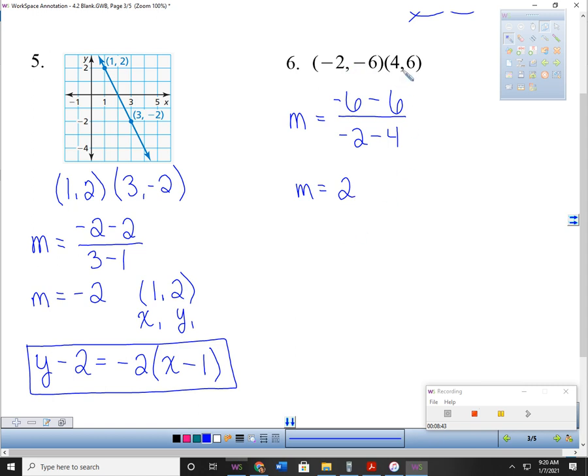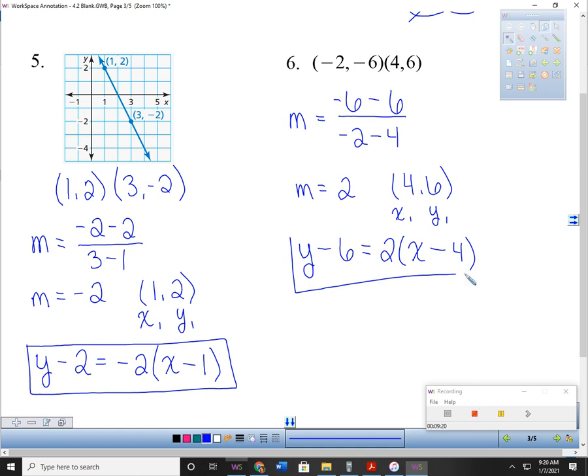And then I'm going to pick one of these points because I need a point. It doesn't matter which point. I don't like the negatives here, so I'm going to use the 4, 6. And remember that point that you're going through is going to represent the x1, y1. So I have y minus my y value is equal to my slope times x minus my x value. By the way, if you chose to use the other point, it would still be correct. You would just end up with y plus 6 and then a 2 and then x plus 2. So you could end up with 2 different answers. Are you with me? Okay.